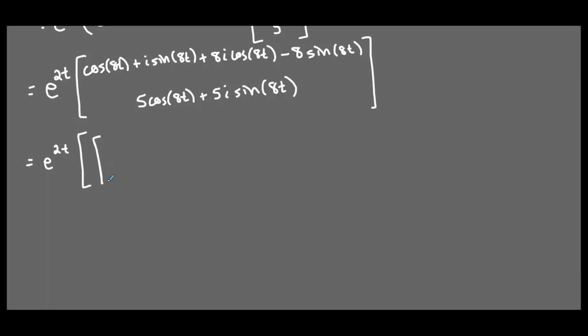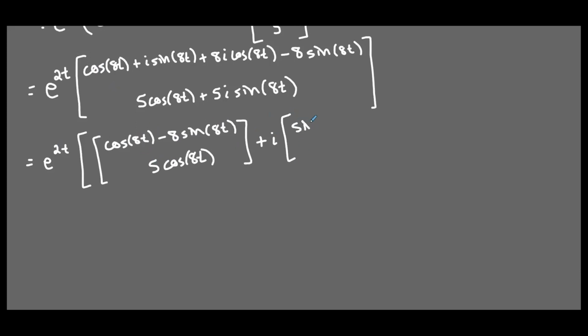So the real part is just going to have the things up here that don't have an i. So it'd be cosine 8t minus 8 sine 8t. On the bottom, it'll be 5 cosine 8t. So this is my real part. Then my imaginary part will be the i sine 8t and the 8i cosine. I'm factoring out the i, so I don't need to write it here. And on the bottom, I have 5 sine 8t. So I can use these two vectors as my linearly independent vectors.